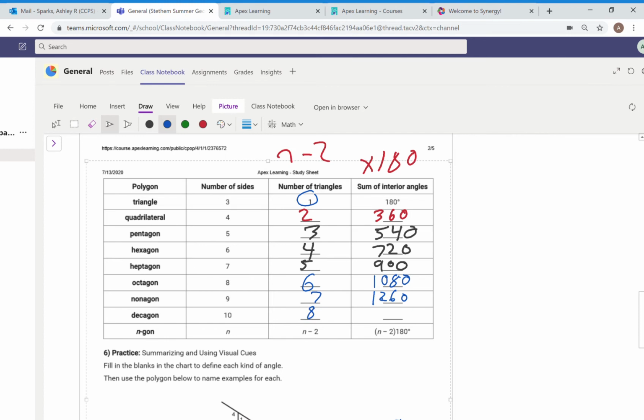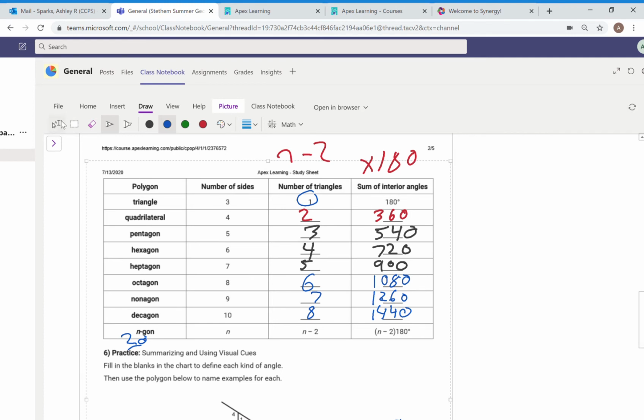Or that would give me 8. So 10 minus 2 is 8. And 8 times 180, sorry, calculator's being a little slow, is 144. And I could do this with any size shape. You might see like a 20-gon going on Apex. Do 20 minus 2 times 180.